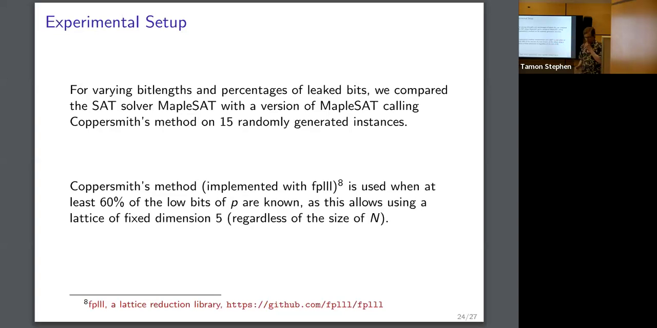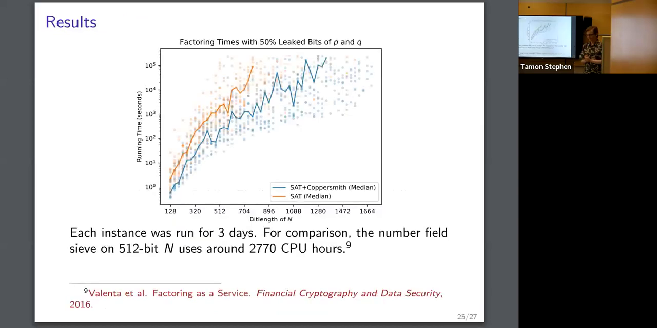And you have to make a judgment call of how often you want to call Coppersmith. In our case, it turned out to be prudent to call it when you have 60% of the low bits of p. Essentially, this just allows you to keep the lattice dimension size low. You can prove it with 60% of the bits. You can actually work with a fixed lattice dimension of just size 5. So the lattice is very small. Lattice reduction is very fast. And this is regardless of the size of n. So for the problems we consider, this was a good trade-off.